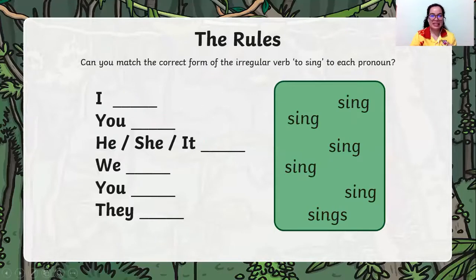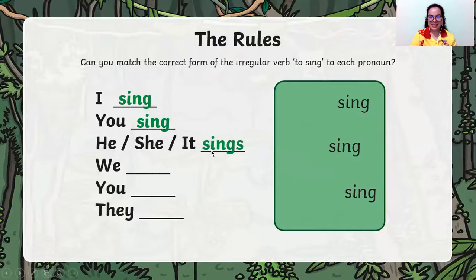Next, sing. The same. I sing. You sing. Because he, she, and it are singular, therefore we are going to use sings. Therefore, our verb has S.